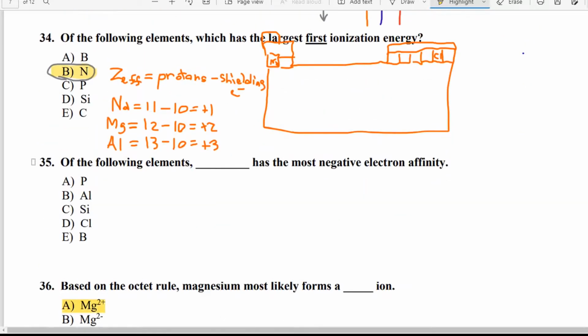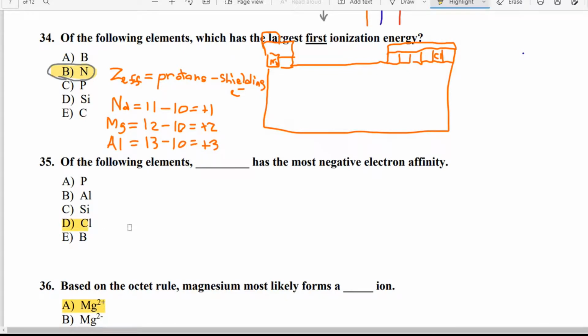Oh, let's just do 35 just for giggles. It's a weird thing about electron affinity that the more negative electron affinity is the higher or greater electron affinity. So when it says what is the most negative electron affinity, that's really saying what is the greatest electron affinity. So which one of these has the greatest or most negative electron affinity? Chlorine. Chlorine, yeah. How do you define electron affinity?